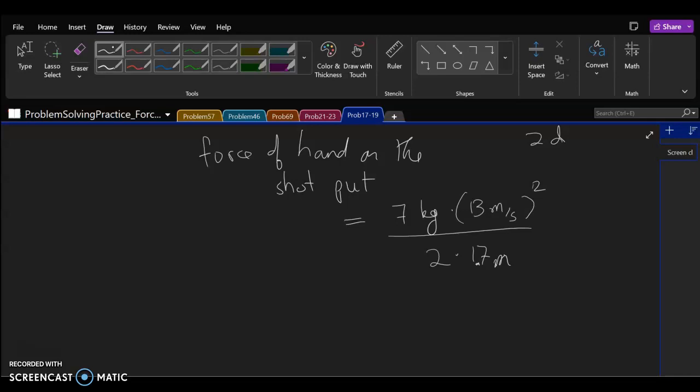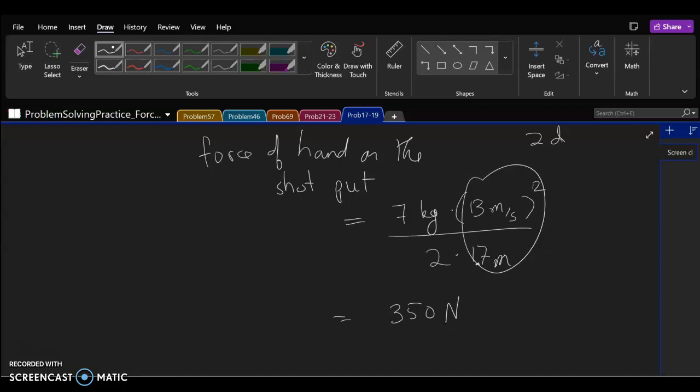Here again, this is something that you would normally just do on your calculator. It's a bit of a pain for me to grab a calculator right now, so if I were to do this roughly in my head, 13 squared is 169. 169 is almost 170. 170 divided by 1.7 is about 100. So this entire piece I can turn into about 100. 100 times 7 is 700. Divided by 2 is 350. So it gives me 350 newtons. And of course you can just do that on your own on your calculator.